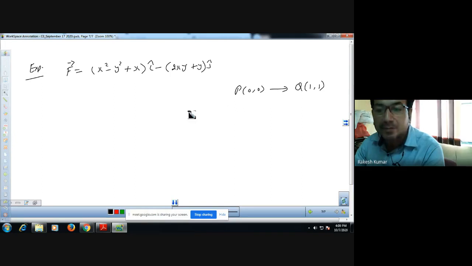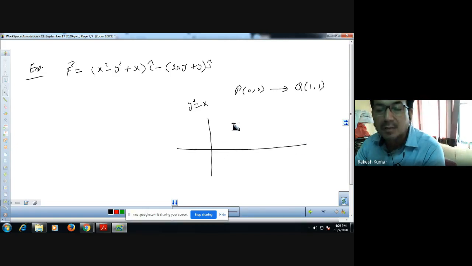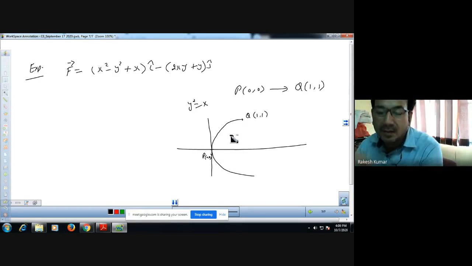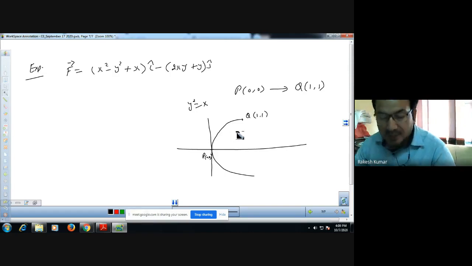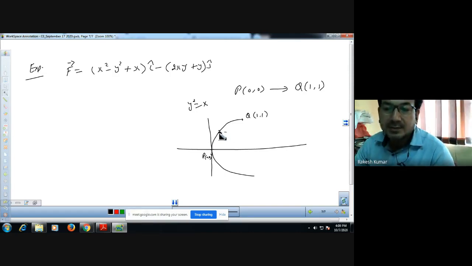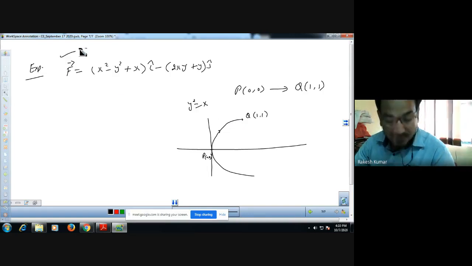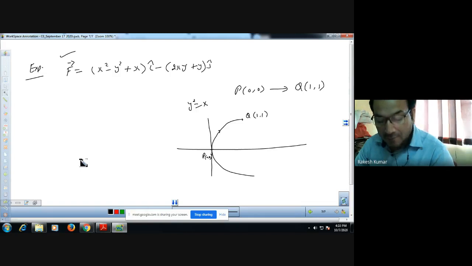And if you remember, the parabola y square is equal to x is a right-handed parabola. So this is the point P with coordinates 0, 0, and suppose this is the point Q with the coordinates 1, 1, and the particle is moving along this direction P to Q with the force vector F. You have to find out the work done.